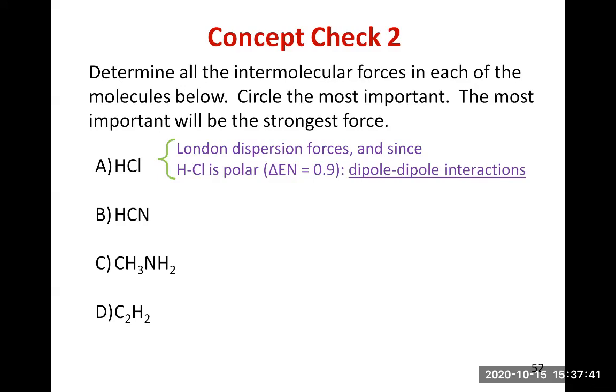And does HCl experience hydrogen bonding because there is that hydrogen there? Well, no, because for hydrogen bonding to occur, you need hydrogen to be bonded to nitrogen, fluorine, or oxygen. So there is no hydrogen bonding possible for HCl. It's not bonded to nitrogen, oxygen, or fluorine.